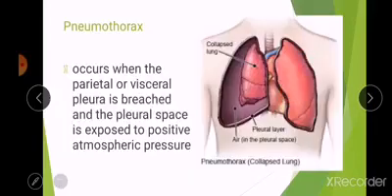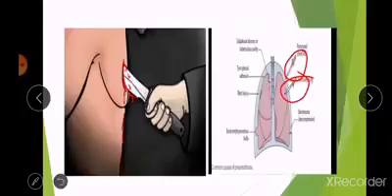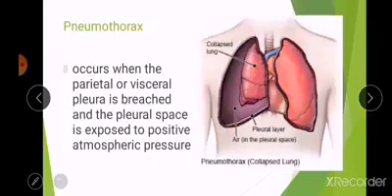So, under your penetrating is your pneumothorax. Pneumothorax occurs when the parietal or visceral pleura is breached. So, sabi ko nga kanina, hanggang dun na sa lungs. And the pleural space is exposed to positive atmospheric pressure. So, mag-enter na ngayon yung air inside the pleural space because of the opening. Okay?